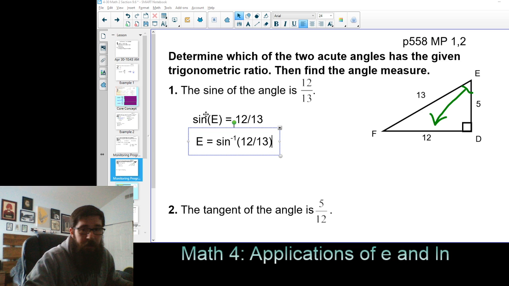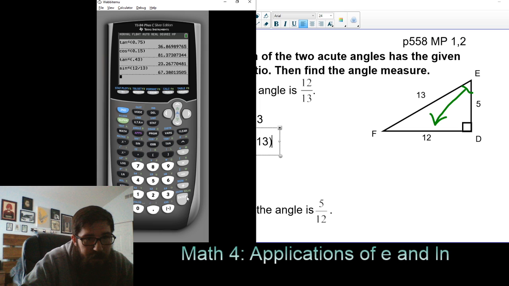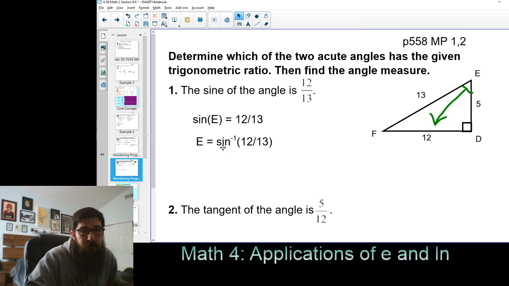Let's go to our calculator and type it in. Inverse sine of 12/13. You might be thinking, well, hold on, it's not a decimal. That's fine. It doesn't matter if it's a fraction or decimal. Inverse sine of 12 divided by 13. Let's keep the same thing, round to 67.4 degrees. So we just figured out what E is.